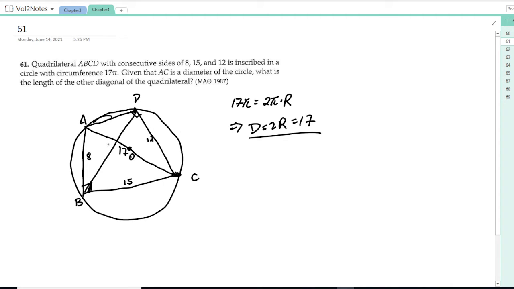Okay, so if we know this is 17, we can solve AD, right? Once we solve AD, we can use Ptolemy's Theorem, right?